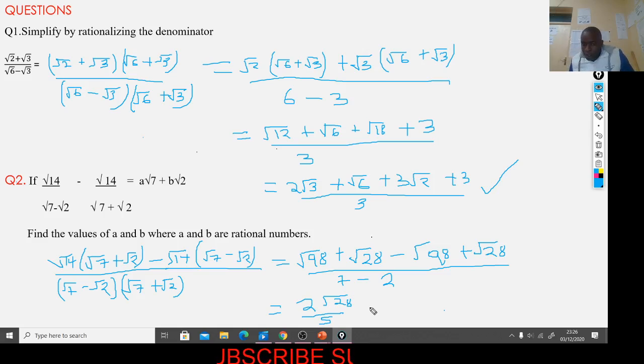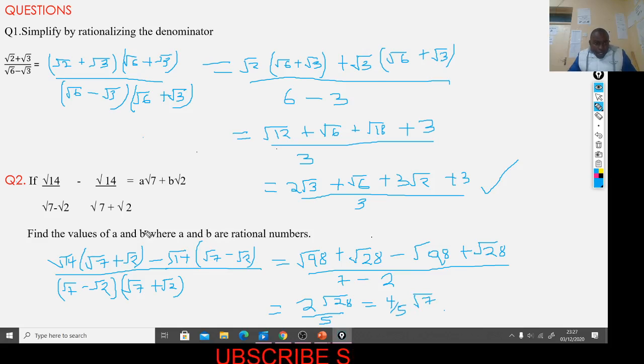28 can be 14 times 2, or 7 times what? If I think of 7 times 4, that gives me 28, and 4 has a square root. The square root of 4 is 2, so 2 comes out, and 2 times 2 is 4. So it will be equal to 4 root 7 over 5, the root of 7.